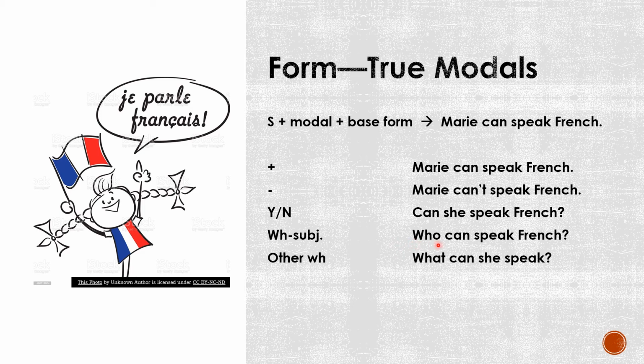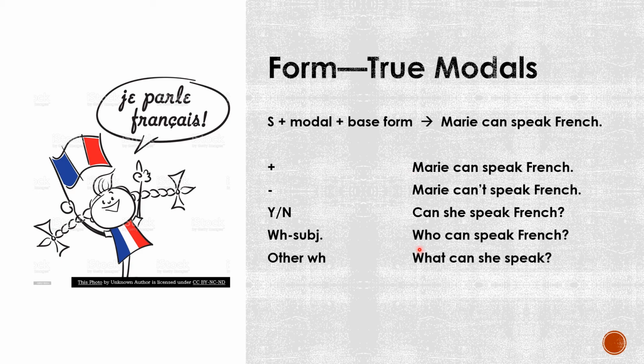All right, WH subject. Again, WH words are who, what, where, when, why, how much, etc. It's the subject in the question. So who can speak French? I've got the who, I've got my verb, and then I've got an object. So you can see that I'm just replacing the word Marie with the word who. Who can speak French?